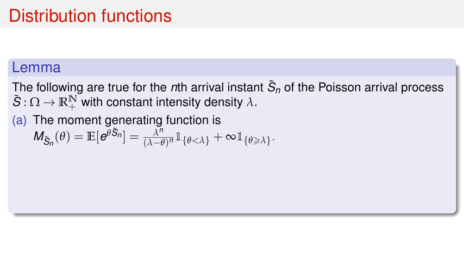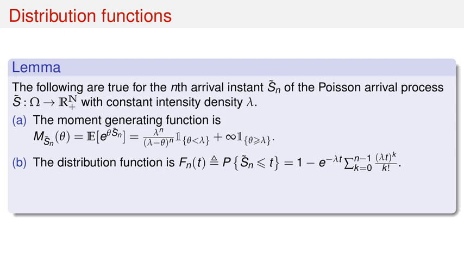A, the moment generating function of S tilde n, M sub S tilde n of theta, which is the expectation of e to the power theta S tilde n, is lambda to the n divided by lambda minus theta to the n, times the indicator that theta is less than lambda, plus infinity times the indicator that theta is greater than or equal to lambda.